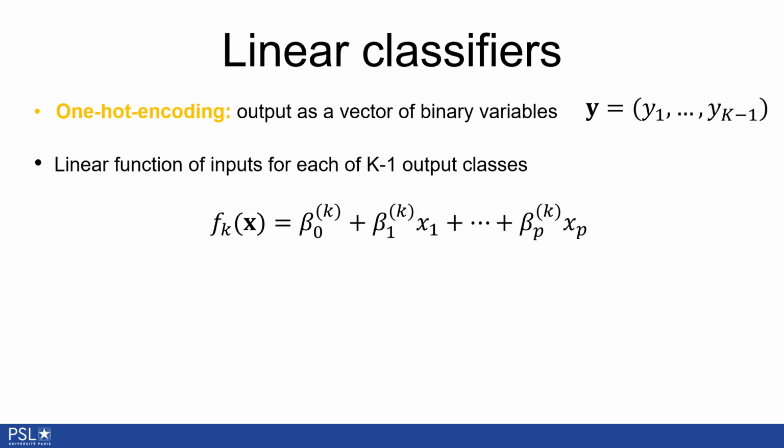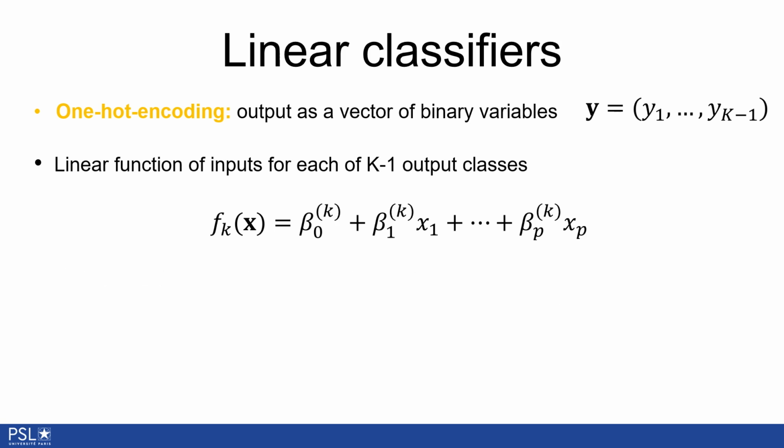In a linear classifier, the output is obtained by first computing a set of capital K minus 1 linear functions of the inputs. This is done for each output class, except for the last one that corresponds to capital K. So we have basically a set of capital K minus 1 linear regressions with coefficients indicated with a superscript small k.